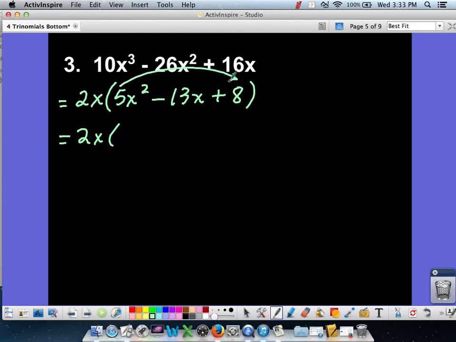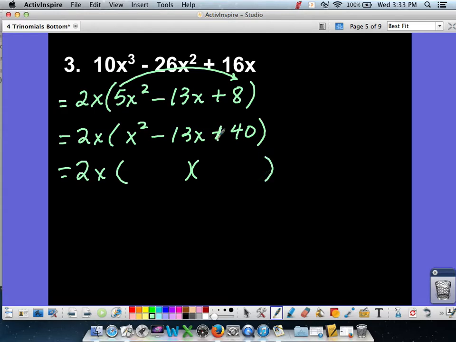5 times 8. So I have x times x squared minus 13x, and 8 times 5 is 40. Bring down the 2x. You can't lose that. Set up your two binomials. The signs will be the same, some same. They will both be minus minus. So the first term is x squared, so this is going to be x and x. And then the question is, what are factors of 40 that add and give me 13?